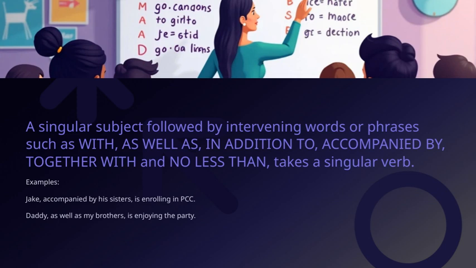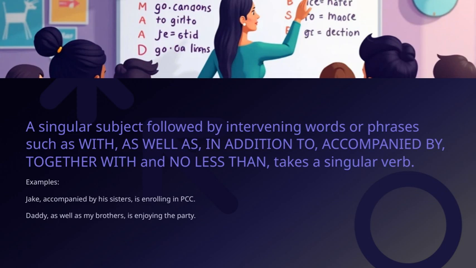Similarly, in the next example, Jake, accompanied by his sisters, is enrolling in PCC. The core subject is Jake, which is singular. The phrase, accompanied by his sisters, adds additional information, but it doesn't affect the agreement. We still use is because the main subject remains singular.